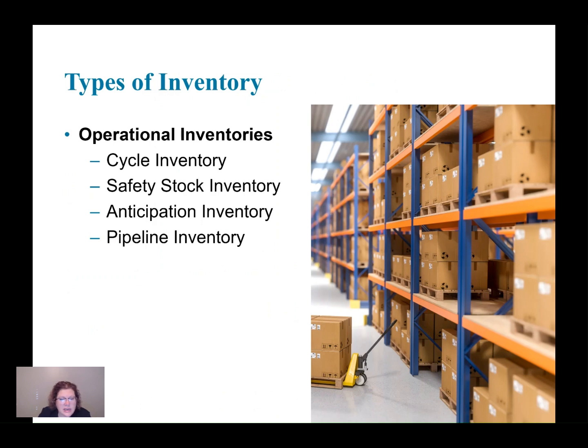Anticipation inventory is where you build inventory in anticipation of a particular event. So, let's say you're planning to run a sale or you have the holidays coming up, you would plan accordingly. And then you have pipeline inventory, which is anything that you have ordered. So it shows as inventory, but it hasn't yet shown up to your facility. That would be considered in the pipeline or pipeline inventory.